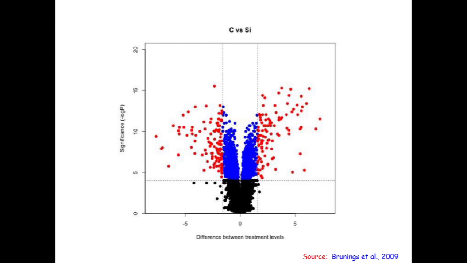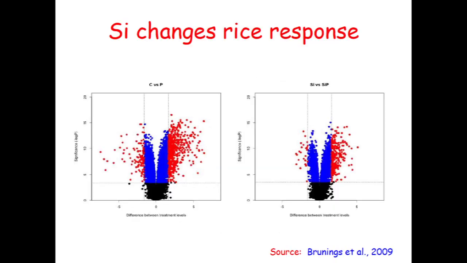And on the right, these are genes that are upregulated, and on the left, genes that are downregulated. So this is for the control versus silicon. You can see right away, even without a stress, there's a number of genes that are up and down regulated. Here's the comparison showing pathogen versus the control, and then here's silicon versus silicon pathogen. And you can see a big difference in the number of data points that are being expressed. So you can say that silicon does appear to be having an effect on the expression of the rice plant.